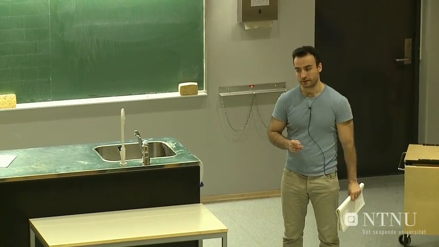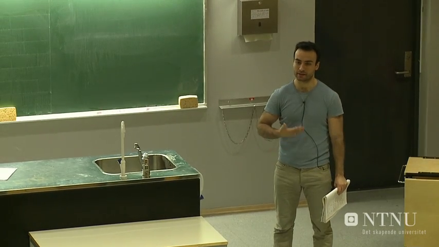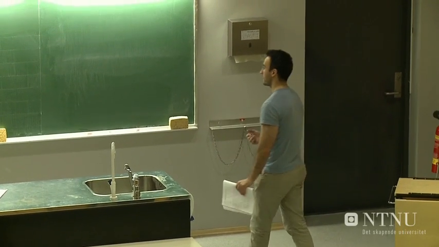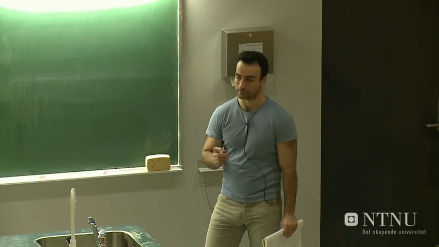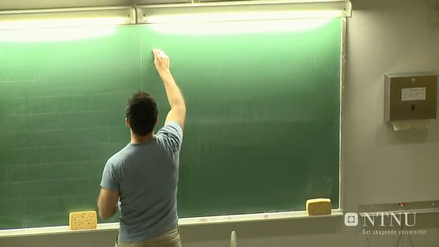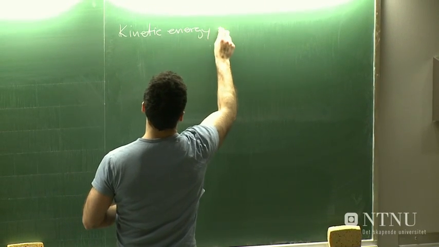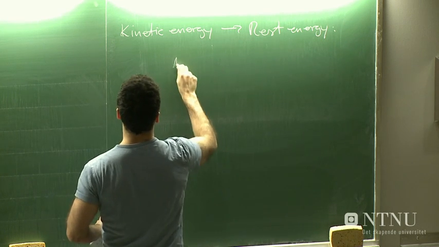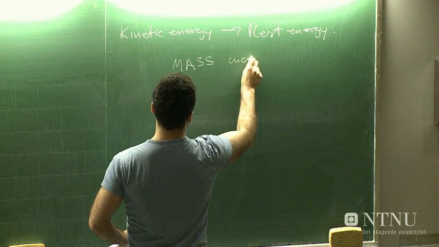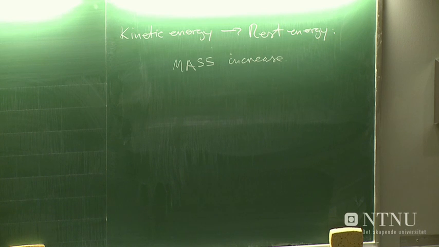We'll continue today with discussing particle collisions and how we may use this four-vector notation to analyze them from a relativistic viewpoint. So just to mention briefly some of the key points that we discussed yesterday, perhaps the most important one was this possibility of having a conversion between kinetic energy and rest energy.